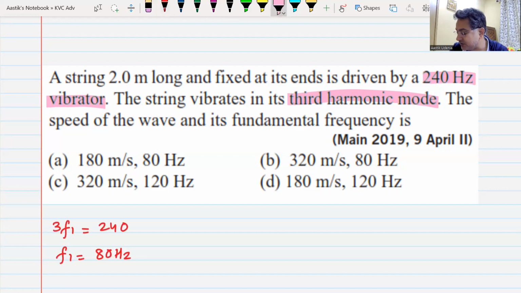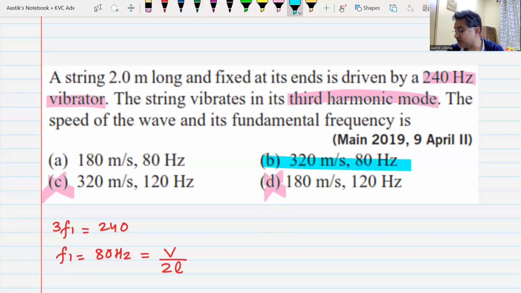So options C and D go away. We just have to find out the value. This is a string fixed at both ends. The fundamental frequency is 80 hertz. That must be equal to V divided by 2L. Length is 2. 2 into 2 is 4. 4 into 80 is 320. And the correct answer is option B.